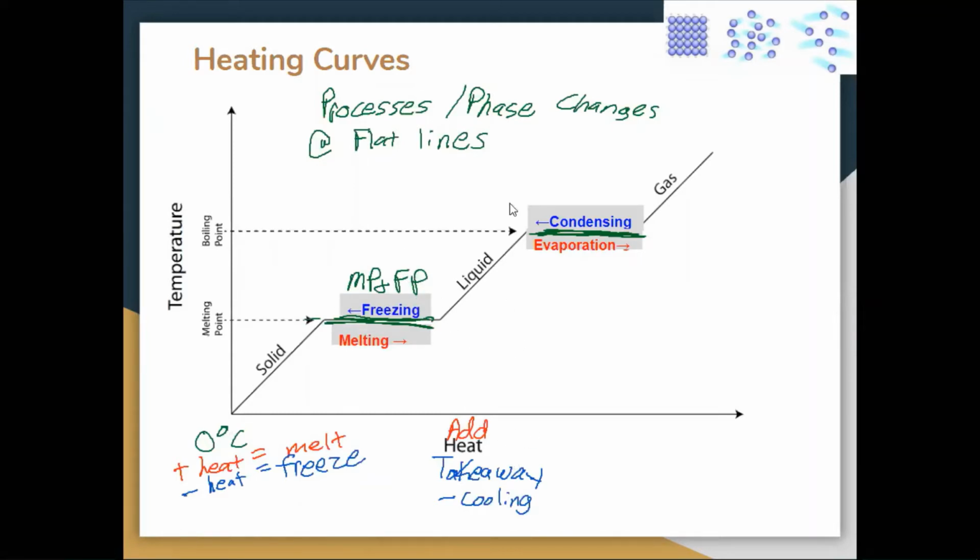Same thing happens up here. So if this was still water, that would be 100 degrees Celsius. So here at 100 degrees Celsius, if I'm adding heat, that's when I know evaporation is going to occur, or boiling, right? Because that's the boiling point. Boiling is the name of the process that you'll also see. And then if I'm taking away heat though at 100 degrees Celsius, then instead I'm going to encourage my gases to go ahead and become a liquid and condense.